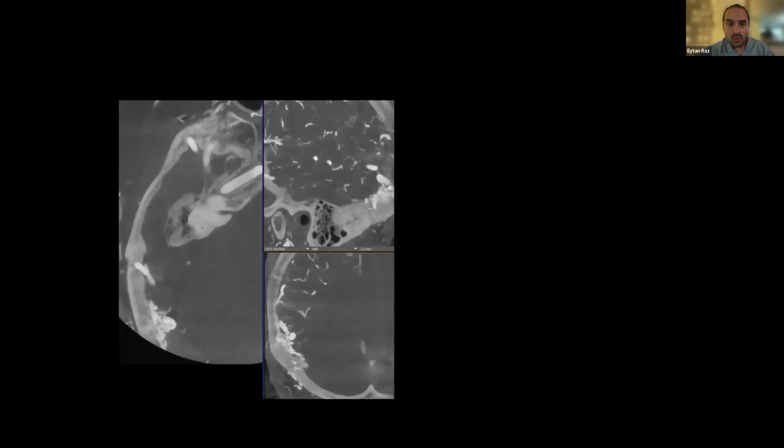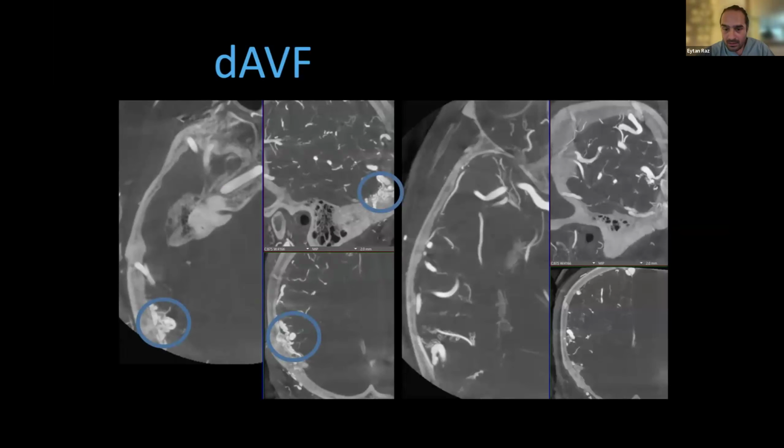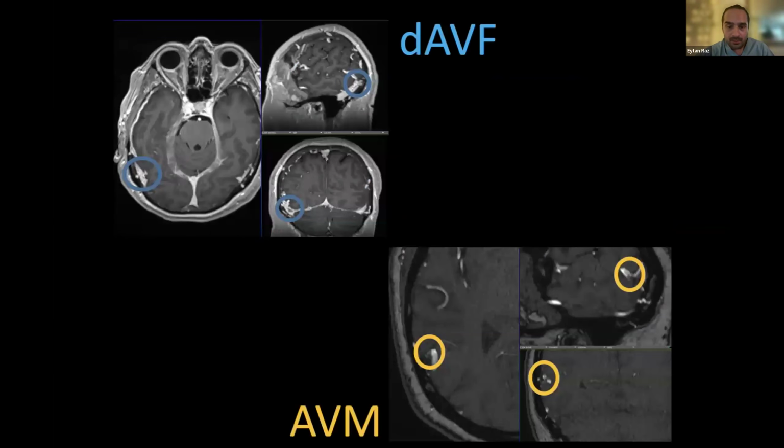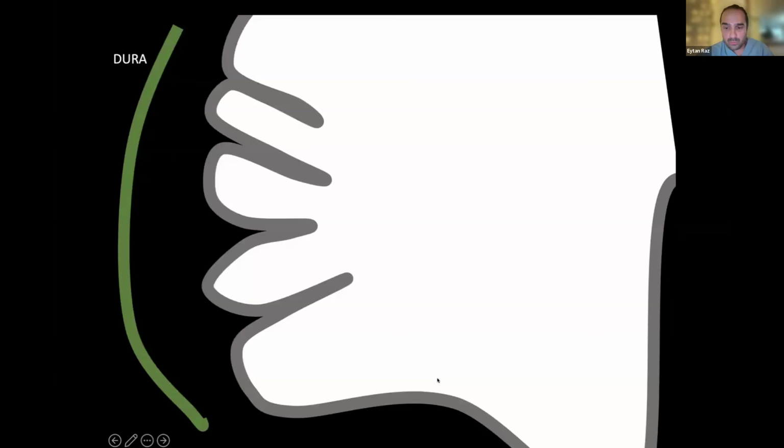To look at this in cross-section, unfortunately the Dyna was not that well centered, but this is the dural component. And this here is the pial component. This is the same thing in cross-section. Even on the cross-sectional imaging, before I was able to see that.